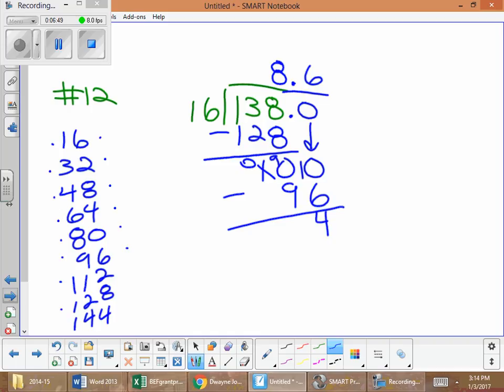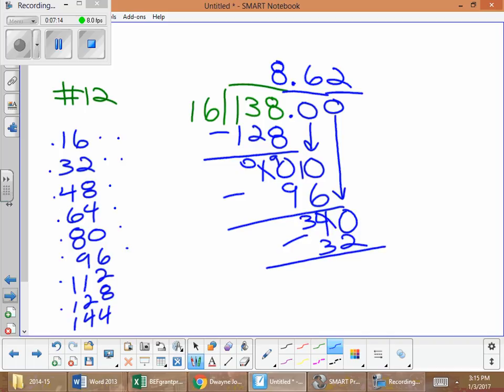We have 4. 4 is smaller, so I would have a remainder if I wanted to there, but I still don't want a remainder, so I'm going to put another 0 in. And then I'm going to drop it down. Now we have 16. It goes into 40 2 times. 2 times 16 is 32. Subtract. We get 10 minus that.